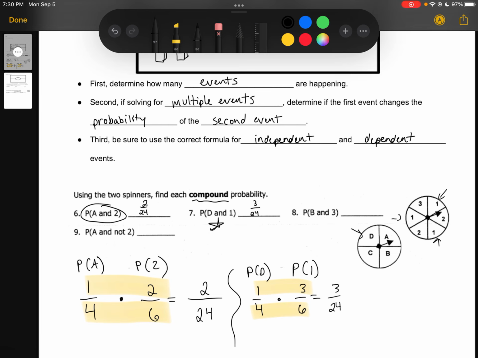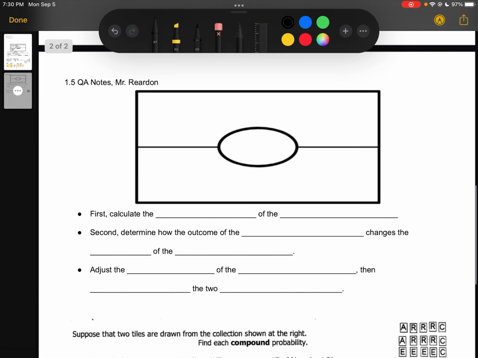So these are all independent events because the probability of D and probability of 1 don't change. They'll always be 3 out of 6. They'll always be 1 out of 4. And that's an example of our first side. So the second side of what we're taking a look at today is what happens when the first event does have an impact on the second event. So we call this dependent events.